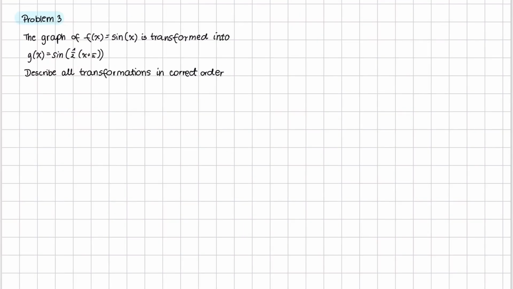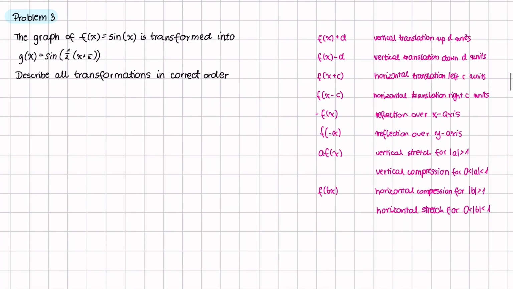Problem 3. The graph of f(x) = sin x is transformed into g(x) = sin((1/2)(x + π)). Describe all transformations in correct order. So here once again we have our small sheet. However, you have to remember all these transformations.